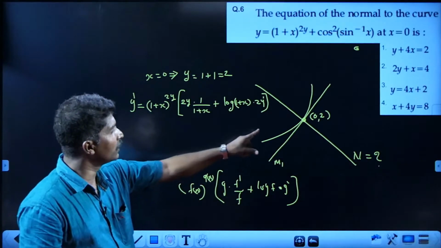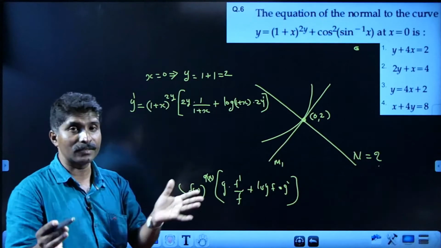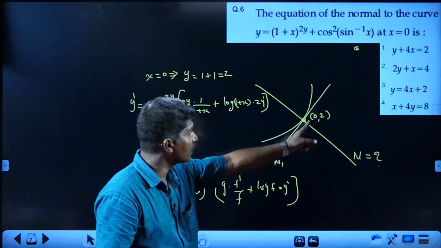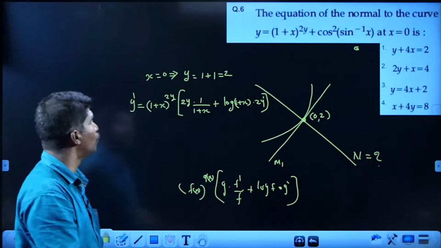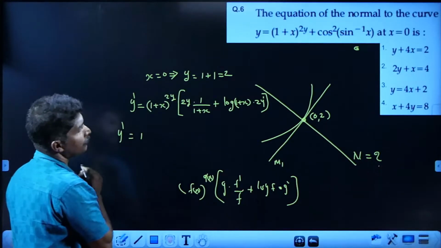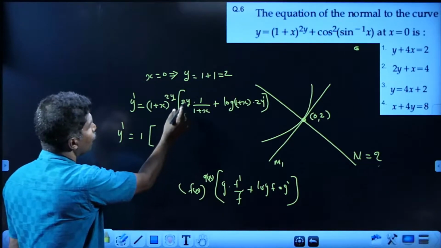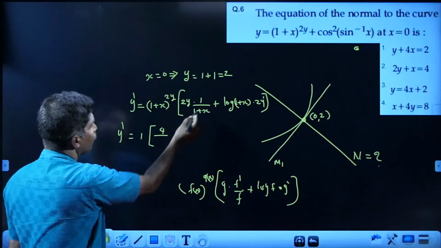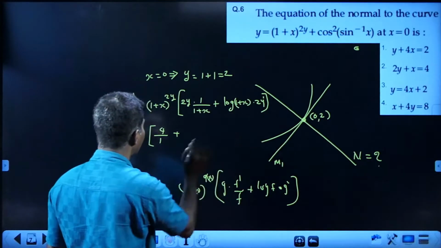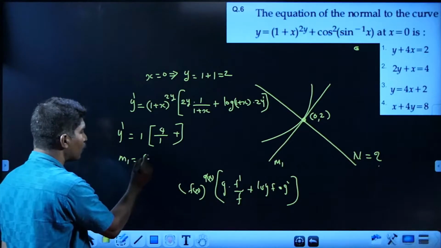Again put x equal to 0 and y is equal to 2. Don't try to collect y dash and do the final simplification as you are doing in your board examination. You just substitute the points, put x equal to 0 and y is equal to 2. So y dash is equal to, putting x equal to 0, you will be getting only 1 raised to something, into 2 into 2, 4, divided by 1, plus log 1 is equal to 0, remaining is 0. So y dash is equal to 4. So that you can say that m1 is equal to 4.